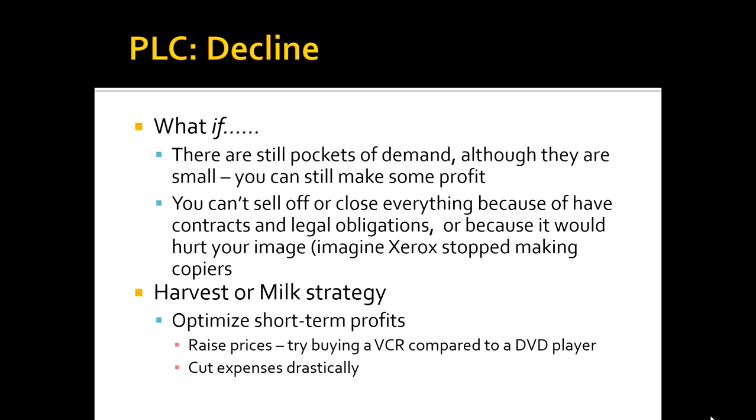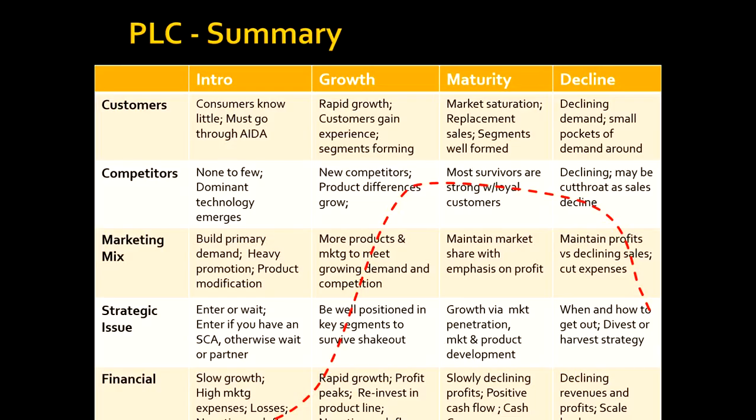And then cut your expenses, right? You're not going to do R&D, no advertising. You might have another company distribute it for you or sell it for you. You're going to have to probably let people go. But you cut all of your expenses, raise your prices, and ride that for as long as you can until you can get out of the market. And here's a summary of basically everything we talked about with the product life cycle.